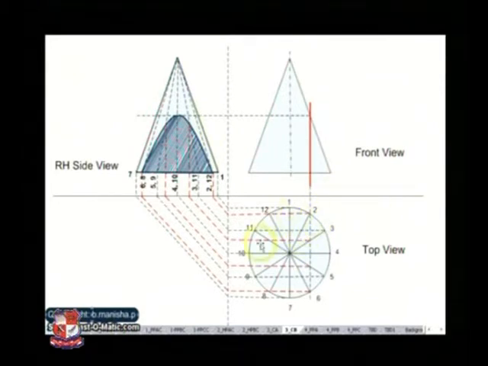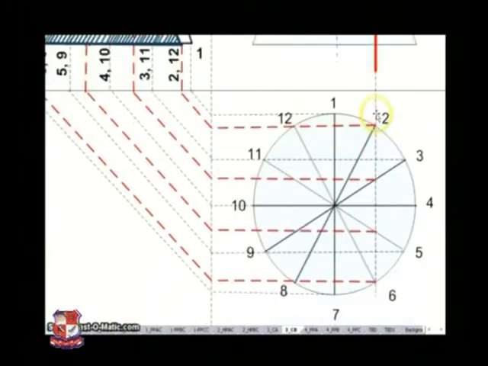I have divided this circle into 12 parts, counting from 1 to 12 here. Then I have extended all these lines to the side view. Let me zoom in a little bit here. Once this cutting plane cuts it, I have extended those lines here. It is hitting number 2 here, so that's the first start. Then it is hitting line number 3, line number 4, 5, and 6. So it is hitting these points 2 to 6 on the circle.